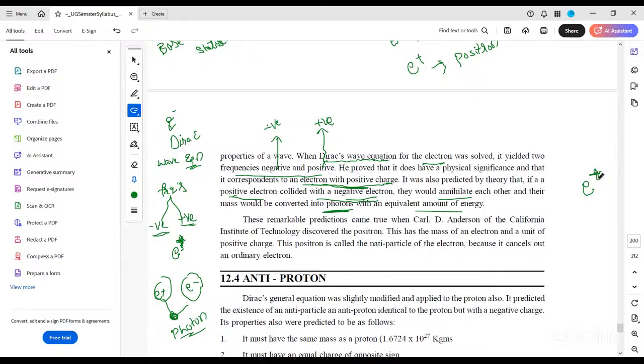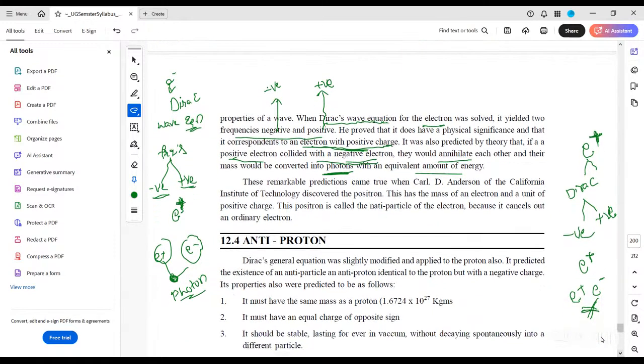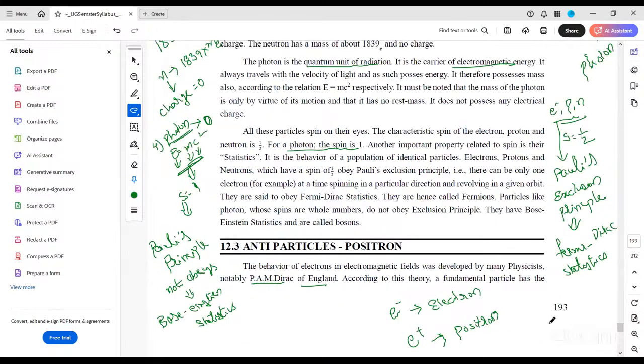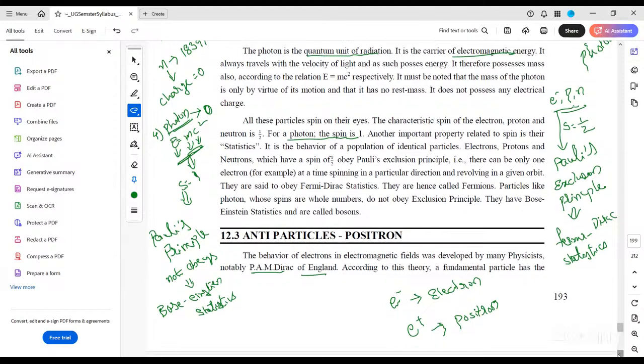Who derived this? Dirac derived the wave equation. After deriving it, he observed two frequencies, negative frequency and positive frequency. Again, he said that he observed one electron with a positive sign. This is called a positron. When a positively charged electron and a negatively charged electron collide with each other, a photon is formed. These are the points you have to cover in positron.